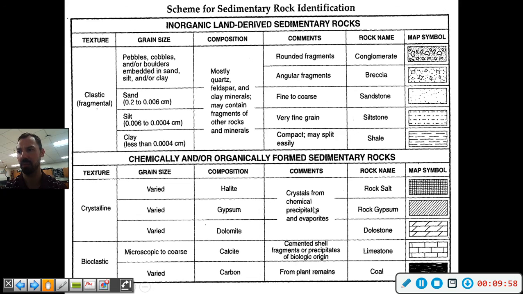Crystals from chemical precipitates and evaporites. So remember I mentioned evaporating seawater. So that's what evaporites are, particles from evaporating seawater. Okay, and then once again their names and symbols. And then bioclastic, the only difference with these ones, the comment section: cemented shell fragments, biological origin, so for limestone, and then from plant remains, it's actually bituminous coal in the new reference table.